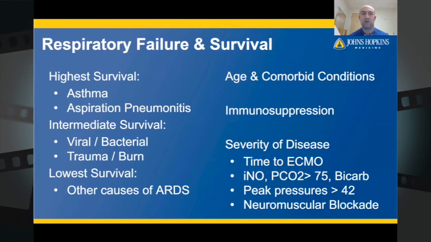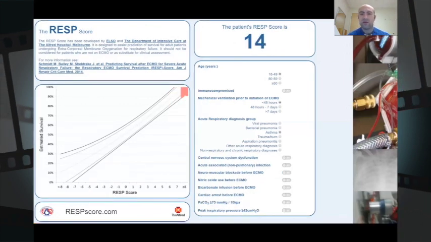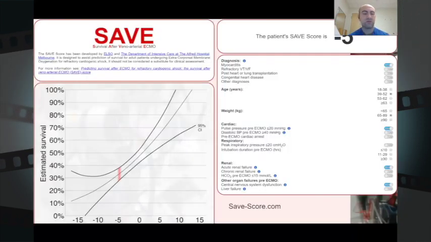Here I've included a couple screenshots from the RESP score. Here's another example of how just having asthma and VV-ECMO for asthma actually carries quite high survival. And just as a side note, there's also such a thing as the SAVE score, which is used to calculate survival for VA-ECMO.